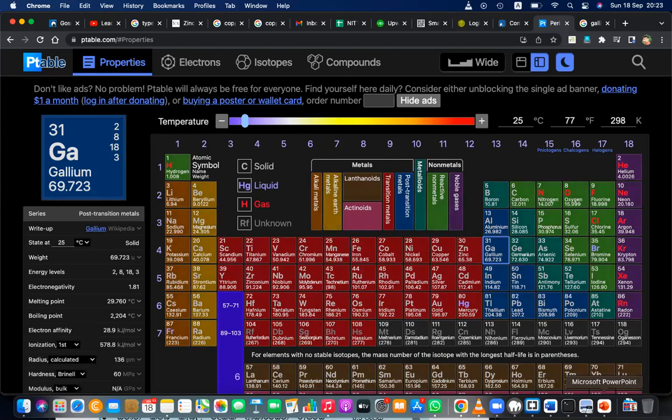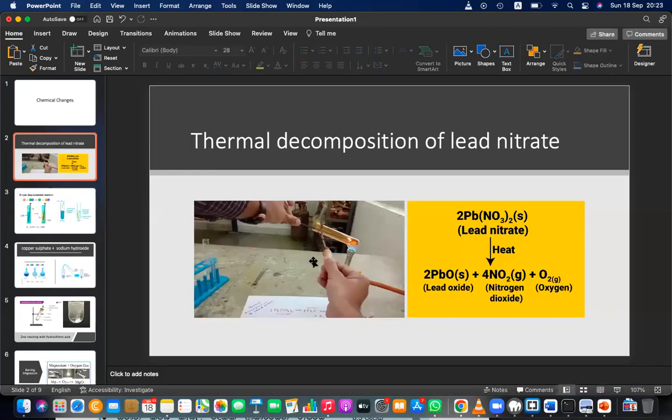Okay, then let's move to thermal decomposition. So here, Pb, what is Pb? Pb is for lead. N for? Nitrogen. O for? Oxygen, correct. Pb for lead, N for nitrogen, O for oxygen.